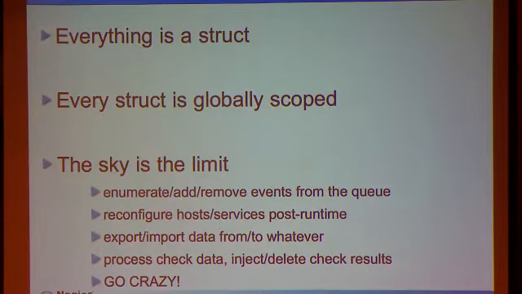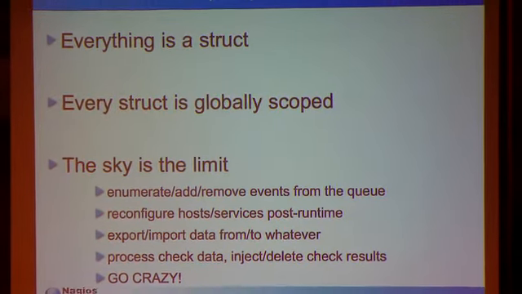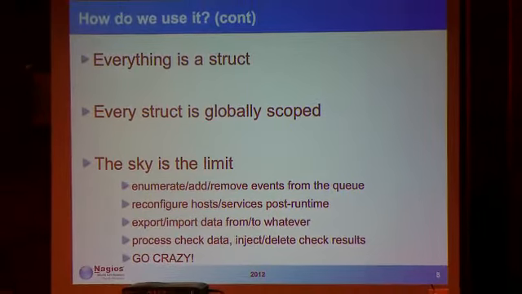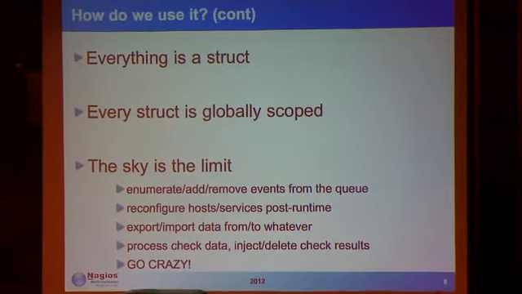And like I said, everything in Nagios is a struct, and all structs are globally scoped. The sky's the limit. Even if your plugin has nothing to do with the type that you've called, you can change in Nagios's resident memory whatever you want.